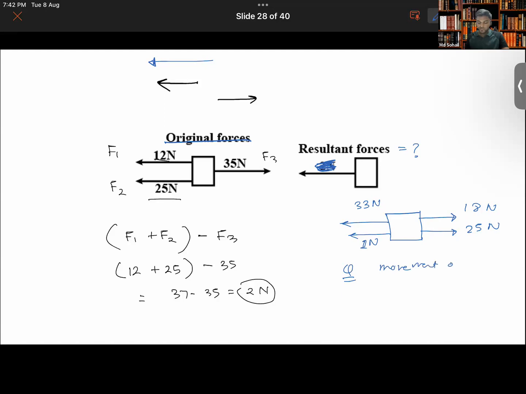Send the answer in the chat box. Don't get confused between the IDs. The ID you are able to see for me is only Mohammed Sohail, not the full name. So on that one you are required to answer. Click on the chat box here, then click on everyone, and you will get the option to send to me.